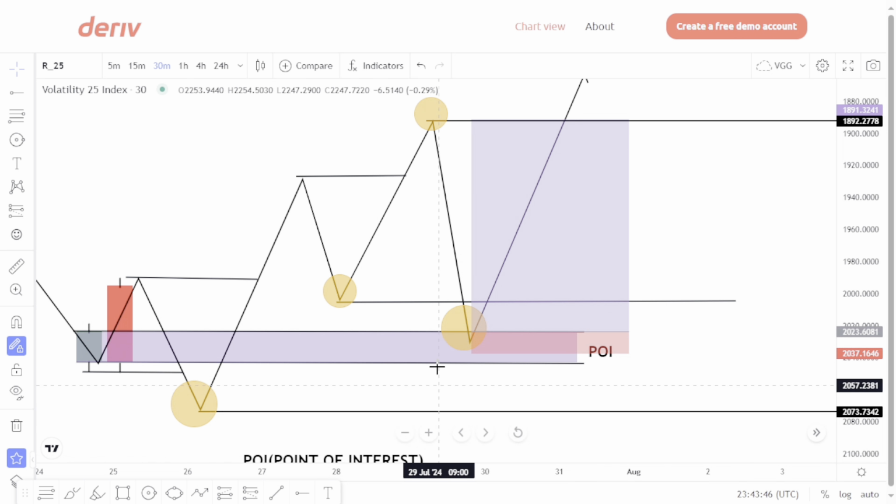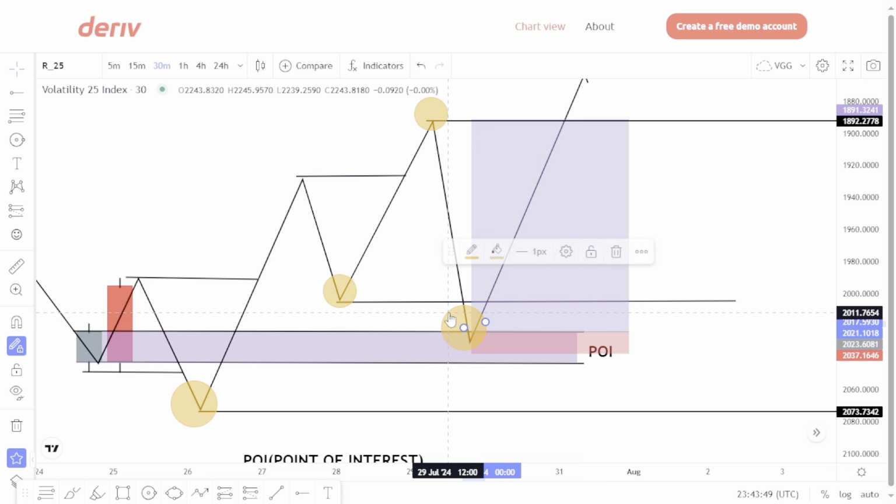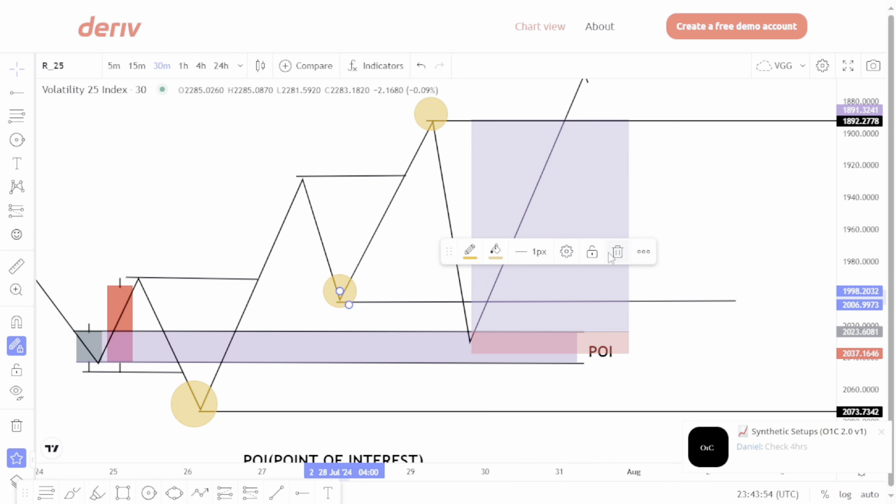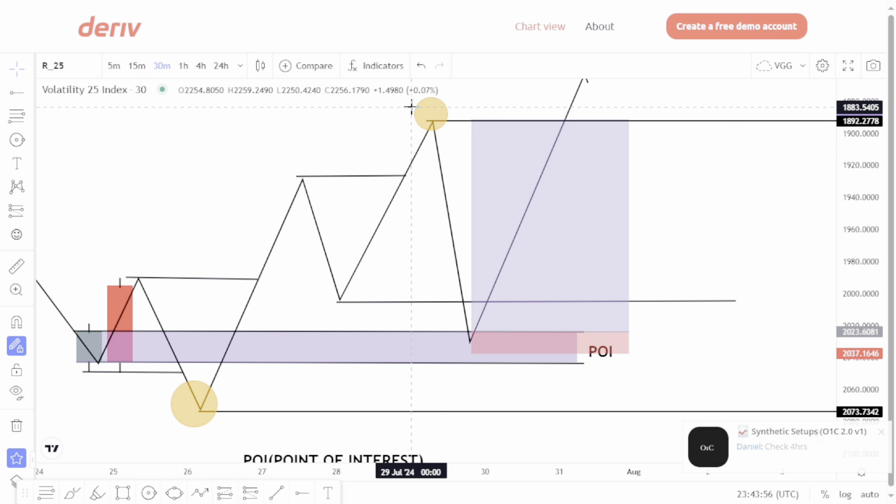All right. So now let's look at the sell scenario. The sell scenario is still the same thing. So I'm just going to take my time to explain that for you guys.